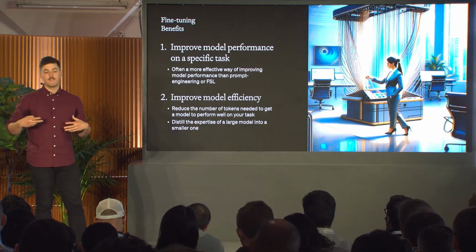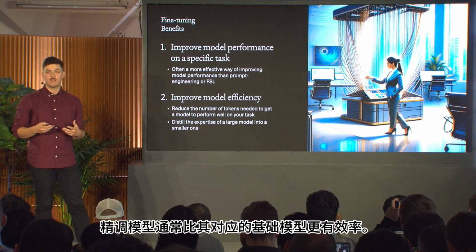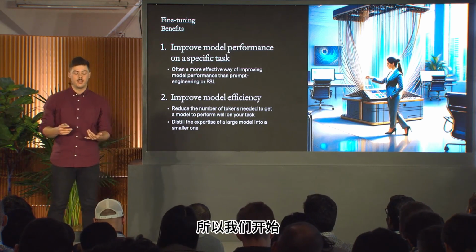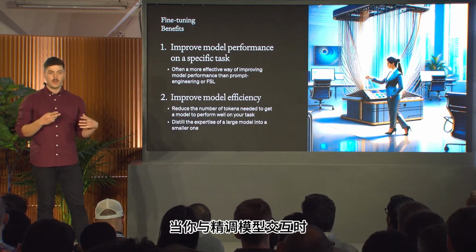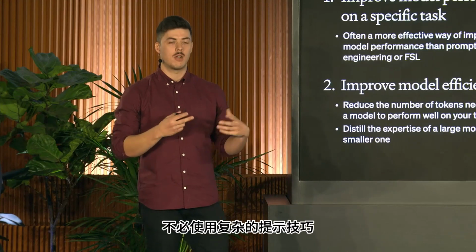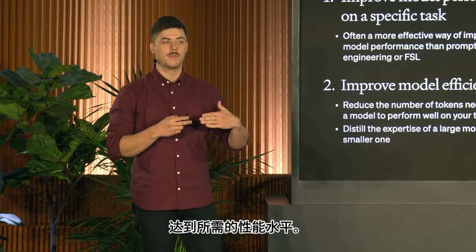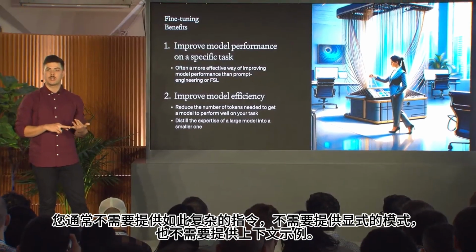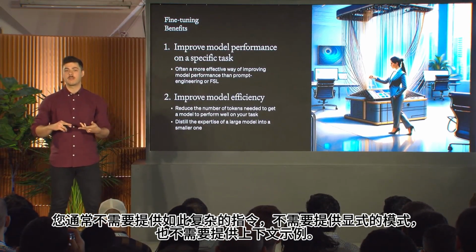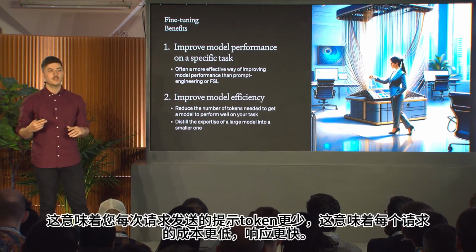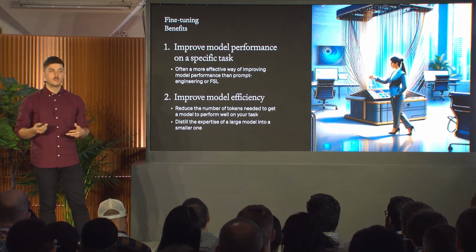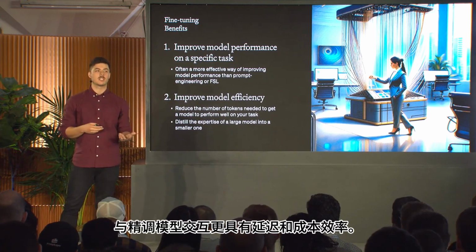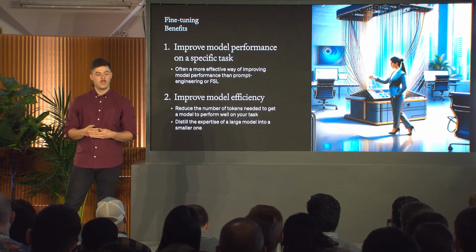The second benefit is that fine-tuned models are often more efficient to interact with than their corresponding base models. And there are two ways that this efficiency shows up. To start, when you're interacting with a fine-tuned model, you often don't have to use as complex prompting techniques in order to reach a desired level of performance. You often don't have to provide as complex instructions. You don't have to provide explicit schemas. You don't have to provide in-context examples. What this means is that you're sending fewer prompt tokens per request, which means that each request is both cheaper and generally responds quicker, right? So it's more latency and cost efficient to interact with fine-tuned models.